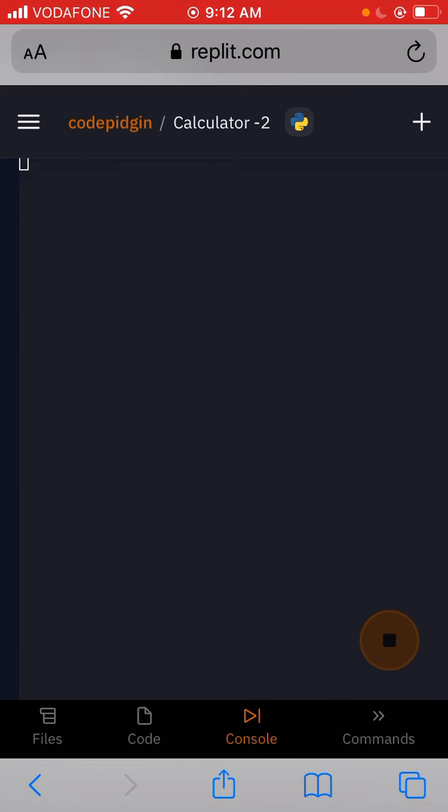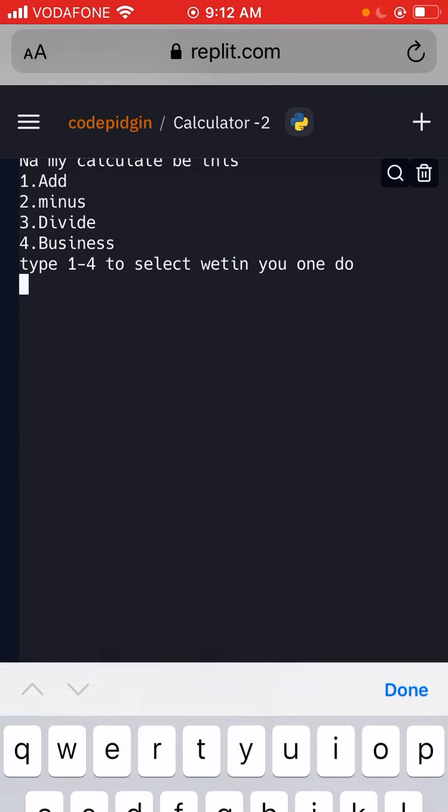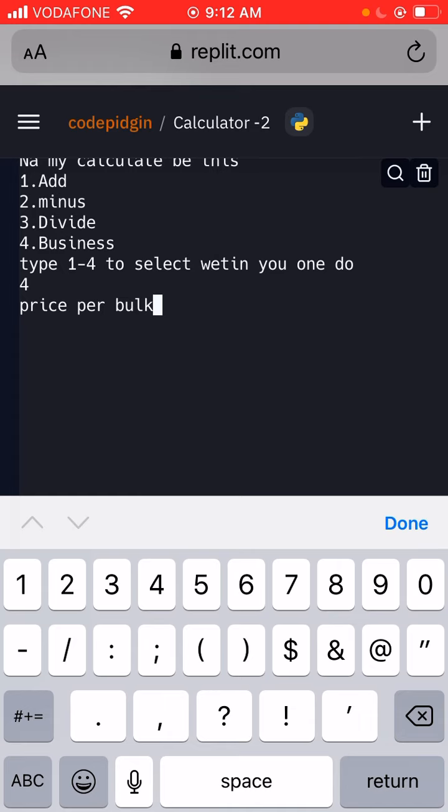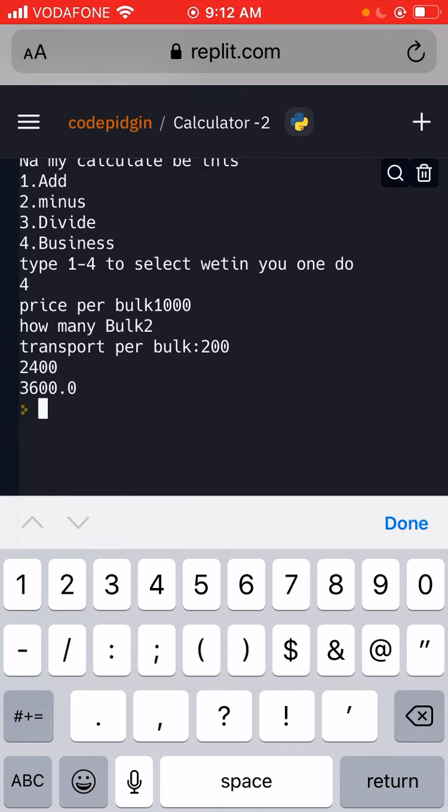So if we do it like this and we choose 4, for example, it will tell us to put how much for price per bulk. We put how many bulks we want to buy. Say we put 2 bulks. Transportation per bulk, maybe we transport 1 bulk for this much. So like this, everything will cost us, plus transportation, 2,400, and the amount we will sell them for will be 3,600. Normally if we want to multiply by 100%, we would double the price we bought them for, which would be 4,800 naira. But now it is 50% like we said, and so 3,600.